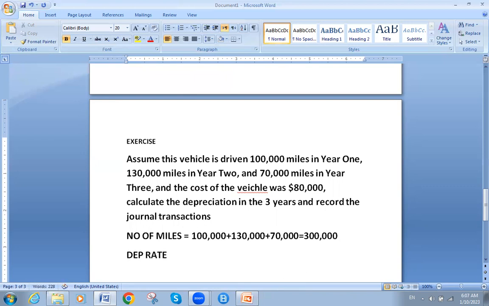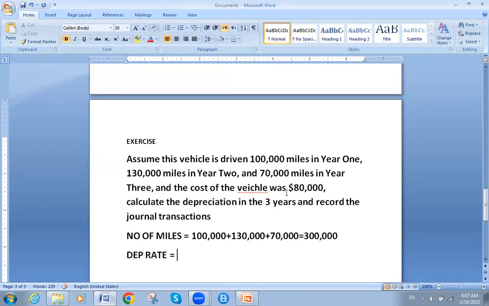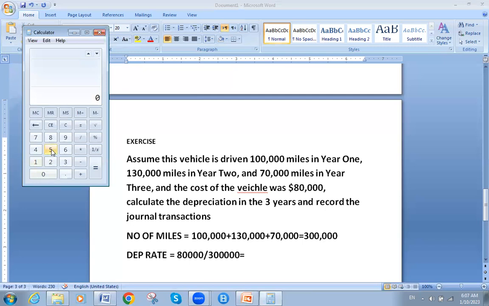Then we'll want to calculate now the depreciation rate. The depreciation rate equals the cost divided by the total miles. So how much did this vehicle cost me? This cost me $80,000. So I will say 80,000 divided by total miles, 300,000 miles. When I do it on the calculator, 80,000 divided by 300,000 miles, that will equal 0.26.